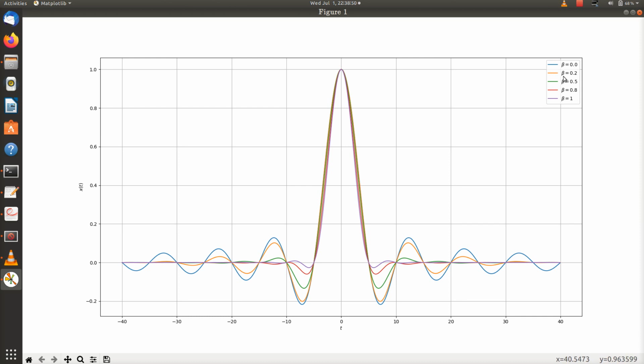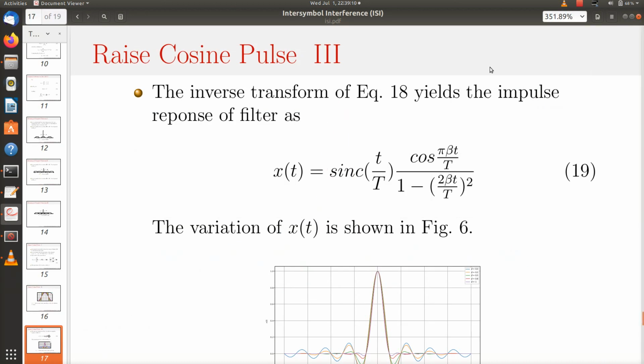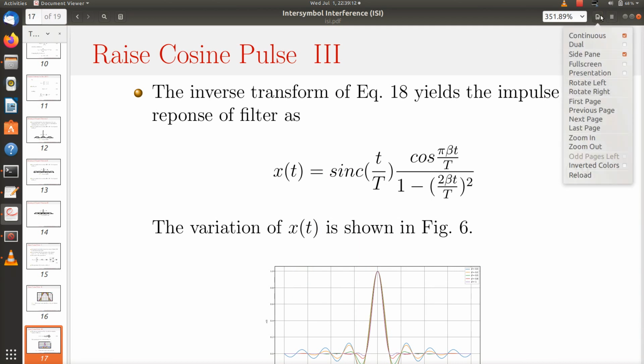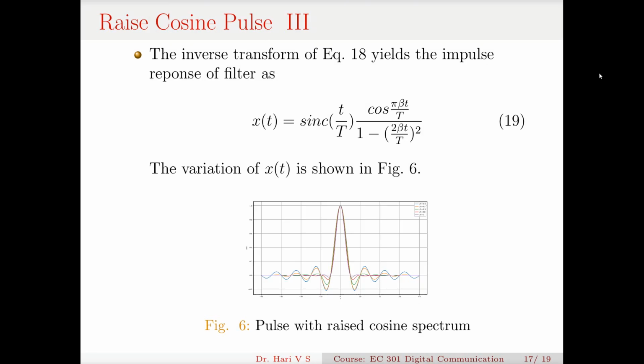And when you increase this beta to 0.2 etc., you can see that the side lobe levels become very small. So this is how x(t), which is nothing but g(t) convolved with h(t), behaves for different values of the roll-off. So let me continue with this presentation. This is the pulse with a raised cosine spectrum. This is a raised cosine pulse.